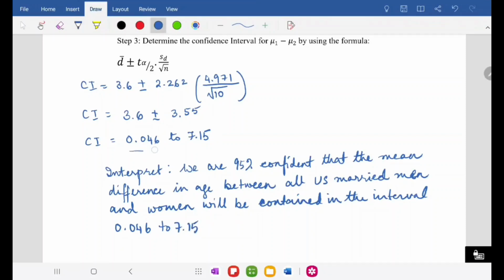7.15. So that means that, again, we are talking about difference here. That means the difference in age between the husband and wife, the mean difference in age, will be anywhere between 0.046, which is a few months, to approximately 7.15 years. All right. So that's how you will be working out the confidence interval and finally interpreting it.